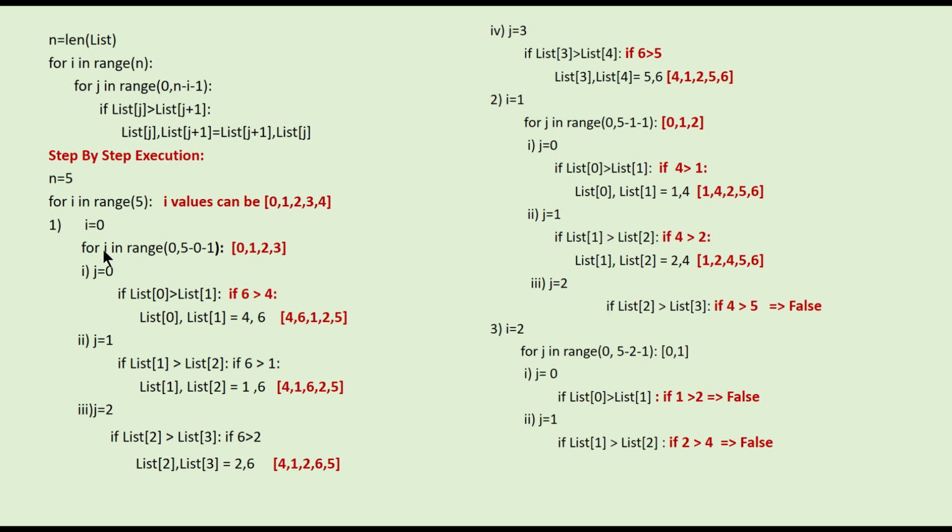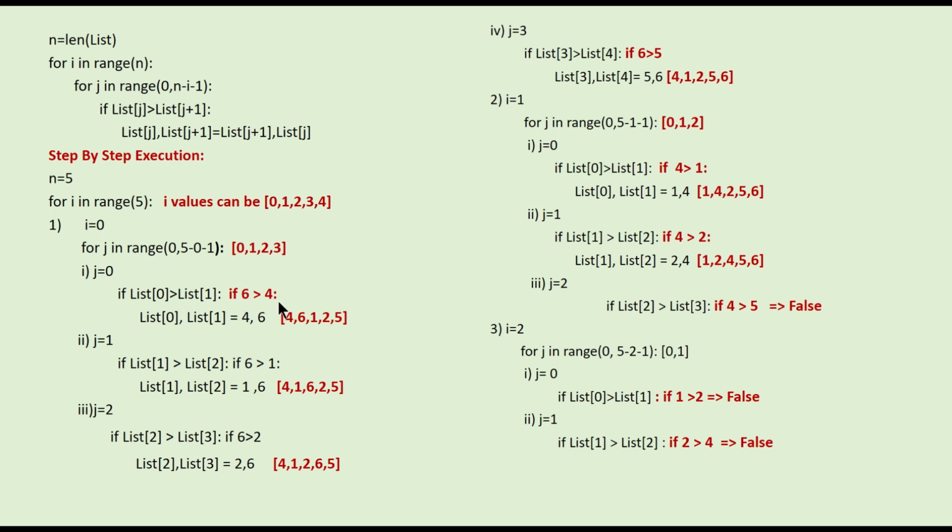So now j will take the value 0. So with the value of 0, I am going to execute the remaining statements. Let us execute if list of j is greater than list of j plus 1. What is the j value? J value is 0. So list of 0 is greater than list of j plus 1. So 0 plus 1, it is 1. So list of 0 is greater than list of 1. What are the values in 0 and first position? In 0th position we had 6 and in first position we had 4. If 6 is greater than 4, yes, condition satisfied.